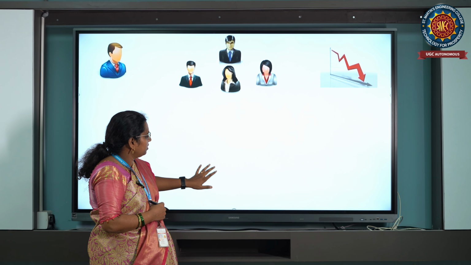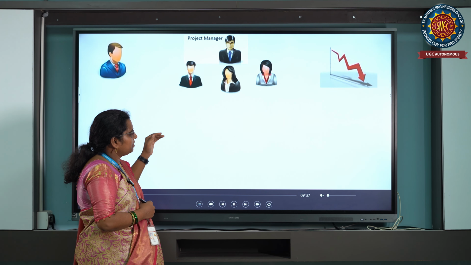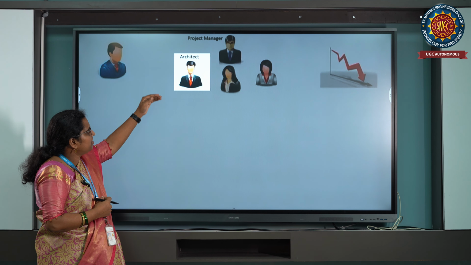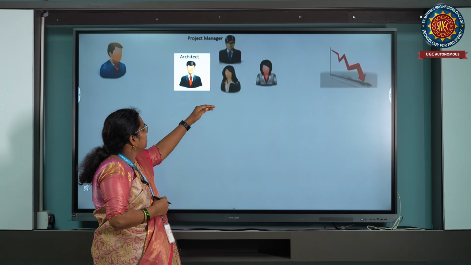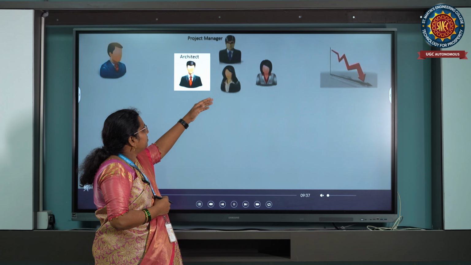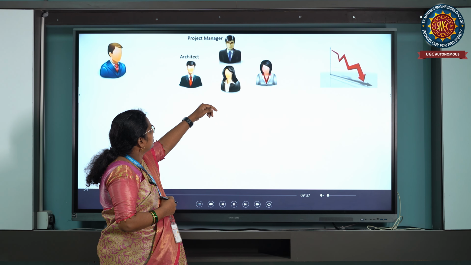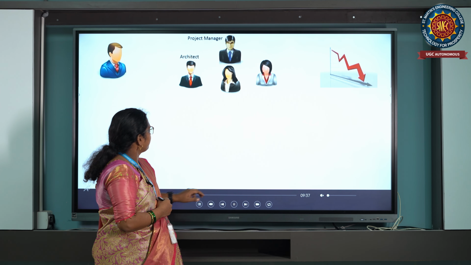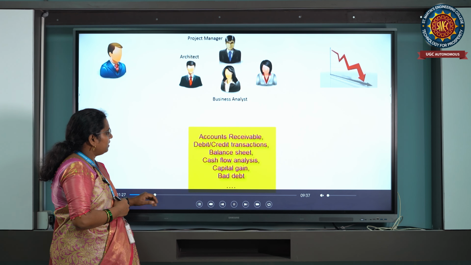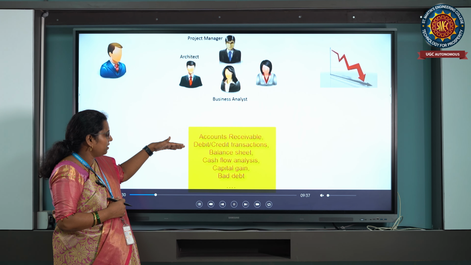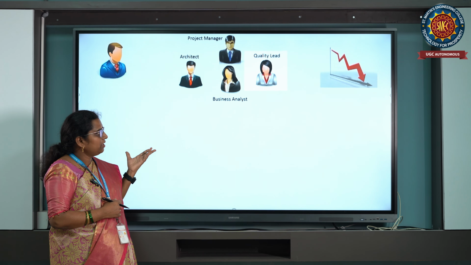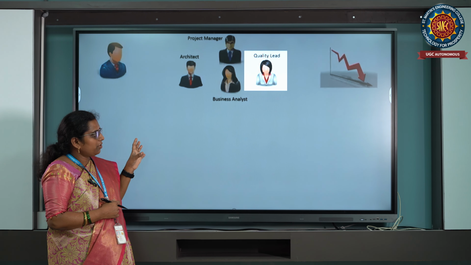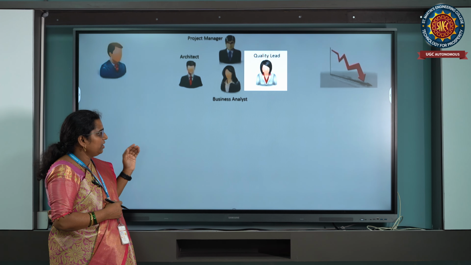How are they going to do it? In this they are going to check it. See, this is the architect, the project manager, and next comes the business analyst. What is the business analyst doing? She has the knowledge about the business. Next comes the quality lead. Whether that quality project is there or not, it is going to be shown.